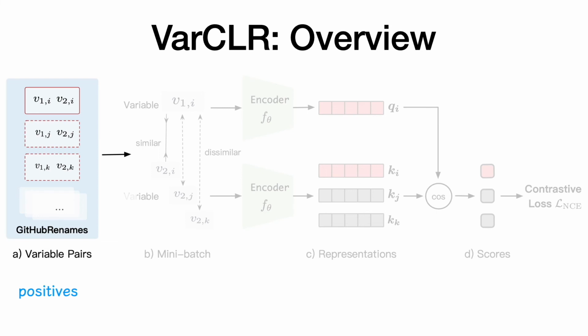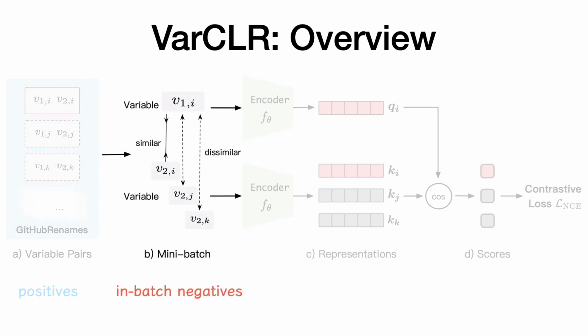For each variable in a pair, we use the variables in the other 2 pairs as negatives. The intuition behind this is that it's very unlikely that 2 randomly sampled variables will have the same meaning. There is some chance that 2 randomly sampled ones are actually similar, but because that chance is so small, it does not affect the effectiveness of the overall approach. This is usually referred to as in-batch negatives.